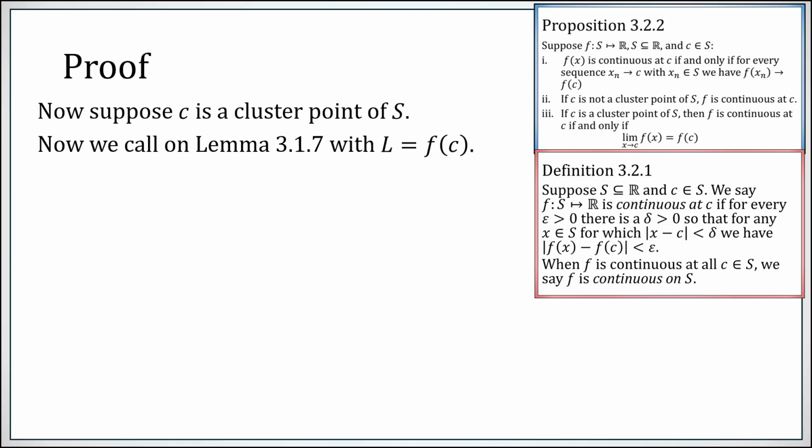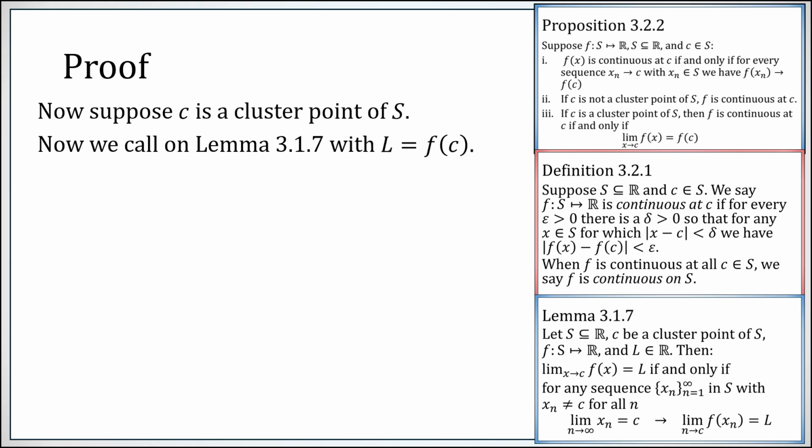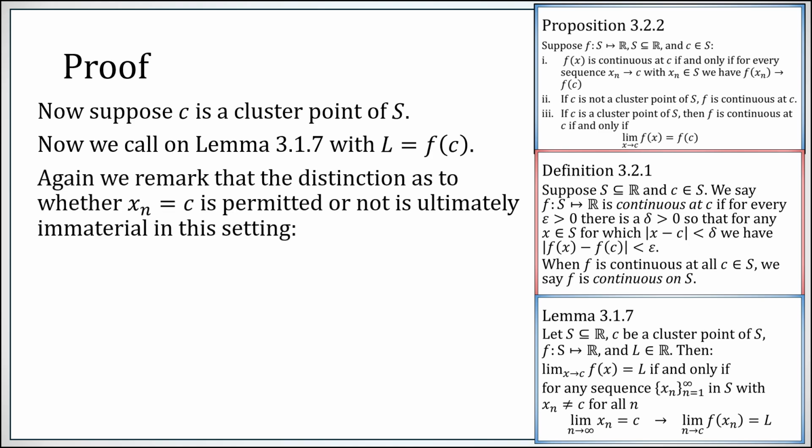Now we're going to use lemma 3.1.7, which you may have seen coming. This was our result that tied limits of functions with limits of sequences, which appears quite relevant. Now we're just going to use that limit being f of c. So here was that lemma. So the distinction whether you're allowed to let xn equal c or not is not all that important. In this definition, you couldn't let xn's equal c.